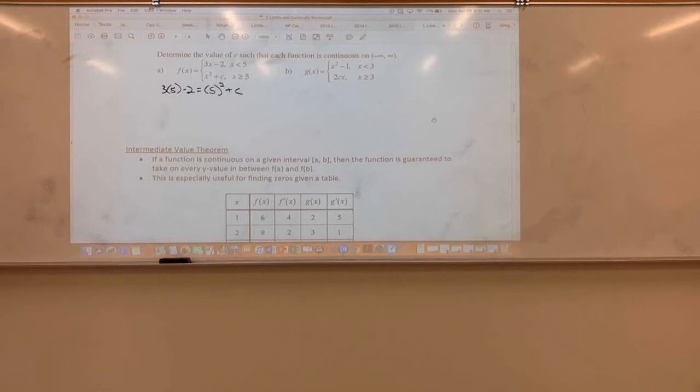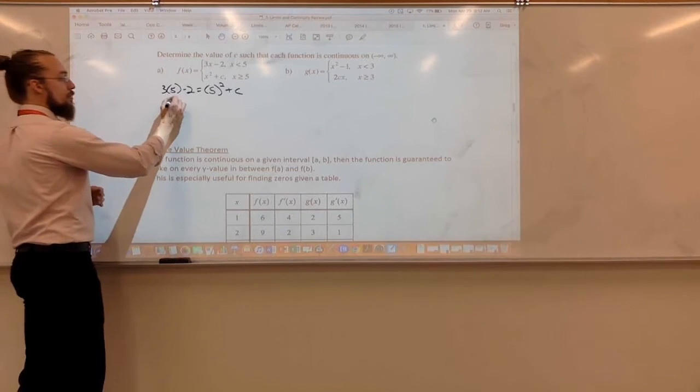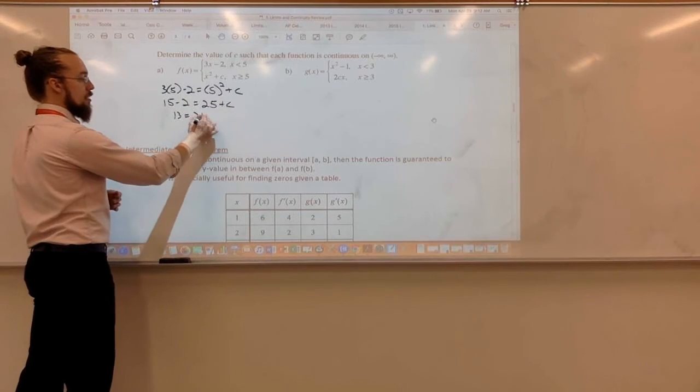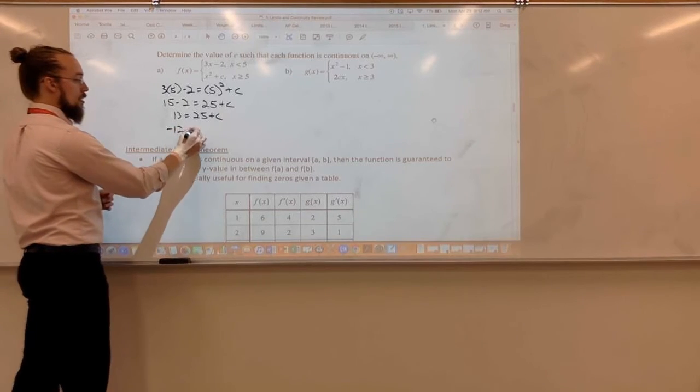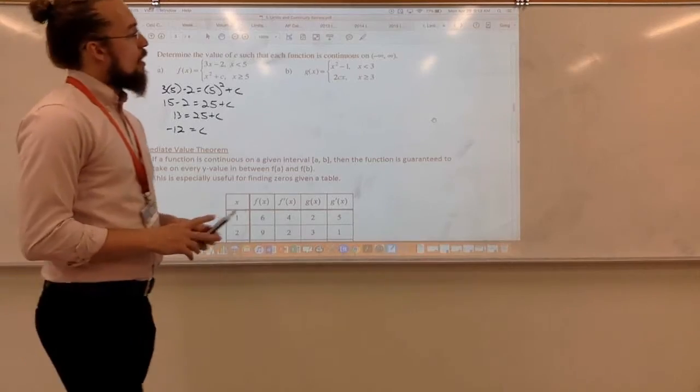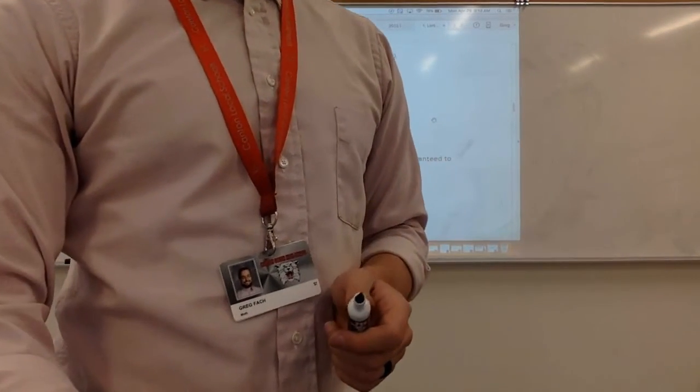So I'm just saying 3 times 5 minus 2 equals 5 squared plus c. Solving for c, we get 15 minus 2 equals 25 plus c. So negative 12 is equal to c. Okay with that type of question? The AP test loves piecewise functions.